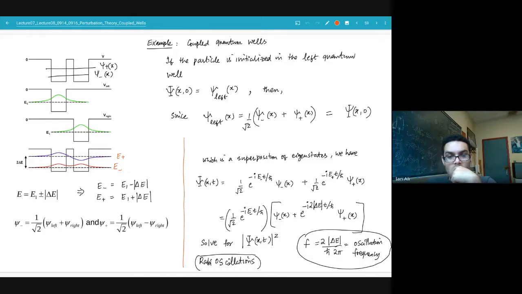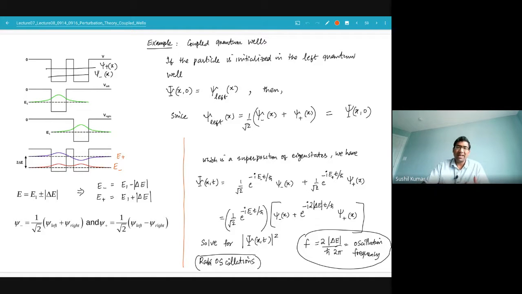But that does not mean the particle does not change with time, or its probability does not change with time. I can see where the confusion might be coming from. You can have a time independent problem, but the particle can still change with time.